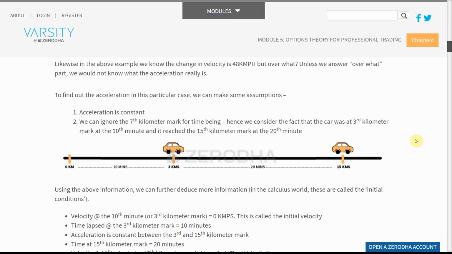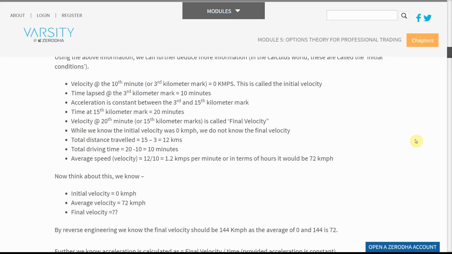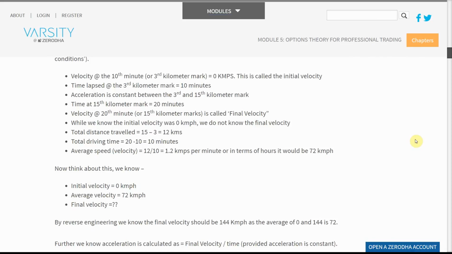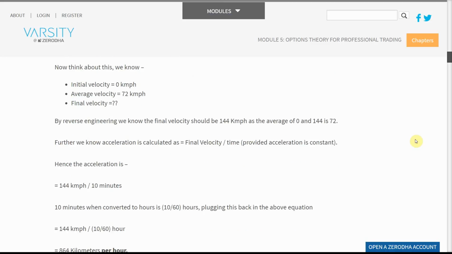Total distance traveled equals 15 minus 3, equals 12 kms. Total driving time equals 20 minus 10, equals 10 minutes. Average velocity equals 12 over 10, equals 1.2 km per minute, or in terms of hours it would be 72 kmph. Now, thinking about this, we know initial velocity equals 0 kmph. Average velocity equals 72 kmph.